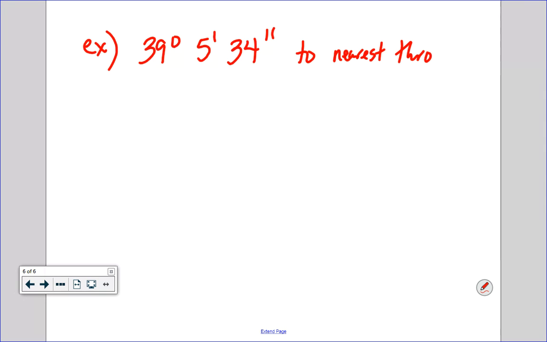Now let's work backwards. I'm going to give you a problem broken down, and I want to convert it back into longitudinal and latitudinal. So we've got 39 degrees, 5 minutes and 34 seconds, and we want to round it to the nearest thousand. We know we have 39 degrees, so we just need to work with the 5 minutes, 34 seconds. Where do we think we should start?